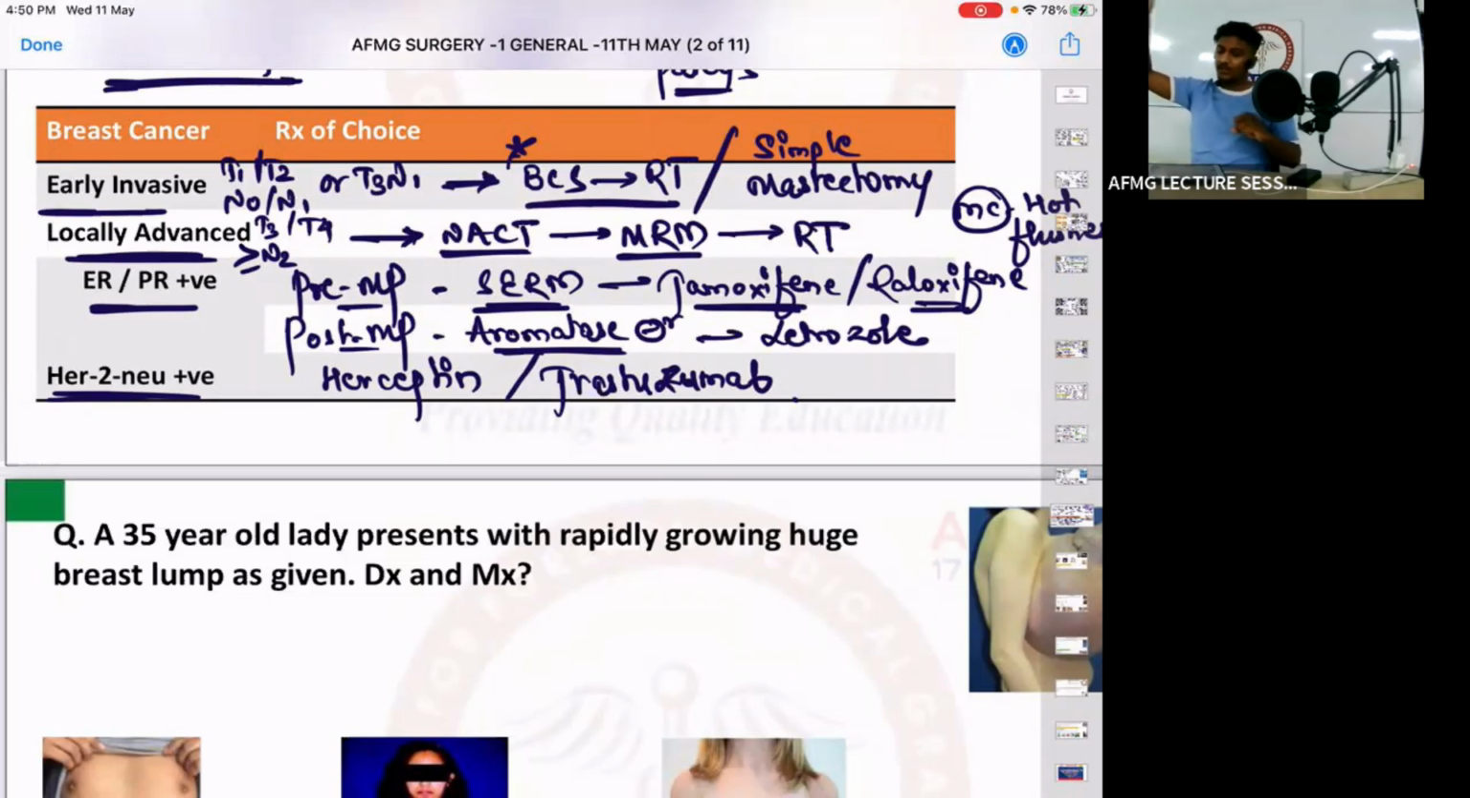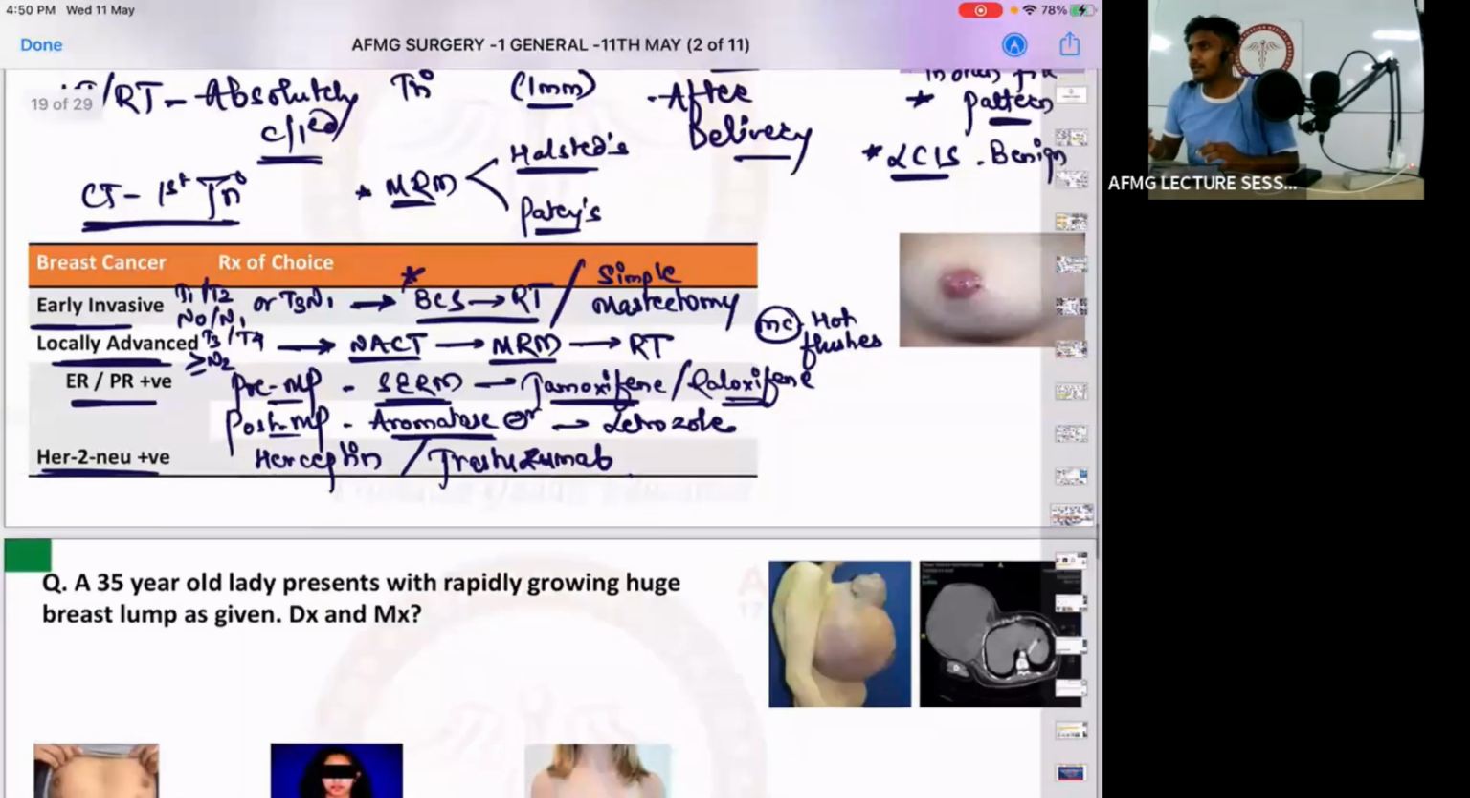Locally advanced breast tumor: chemotherapy, MRM, radiotherapy. Then if I say chemotherapy can be given in receptor positive patients, this chemotherapy nowadays is given with only 2 drugs. Earlier the CAF or CMF regimen was used. Now the recent advances tell only 2 drugs, cyclophosphamide and adriamycin. Very good. No issues with this, remember it.